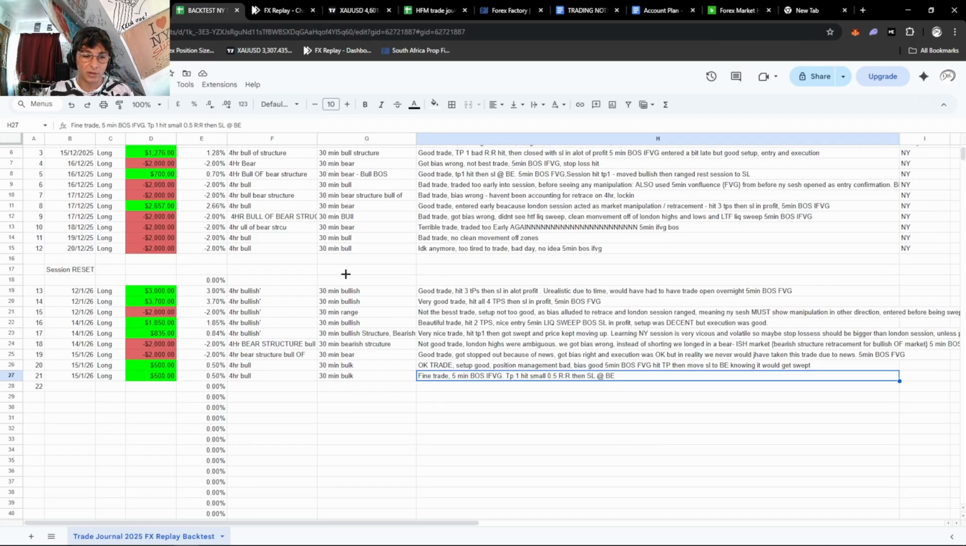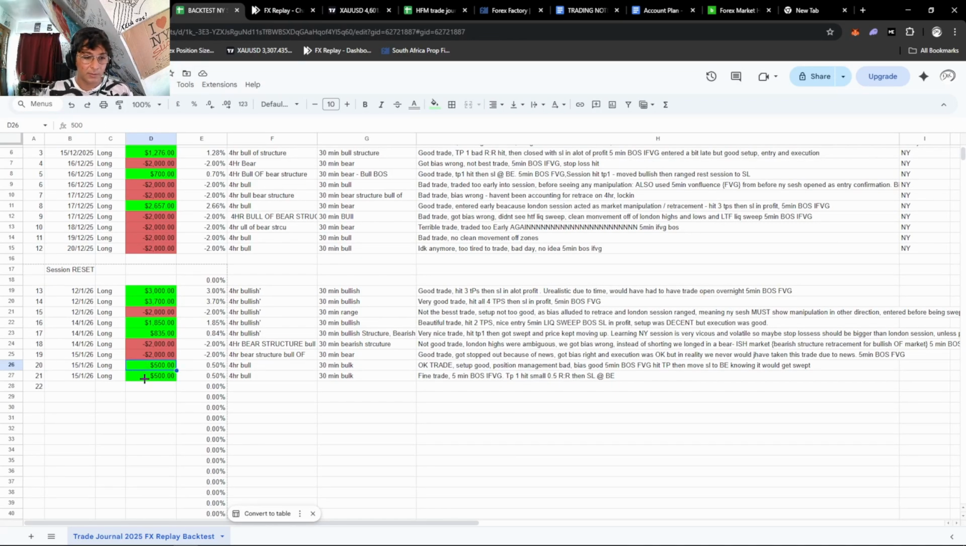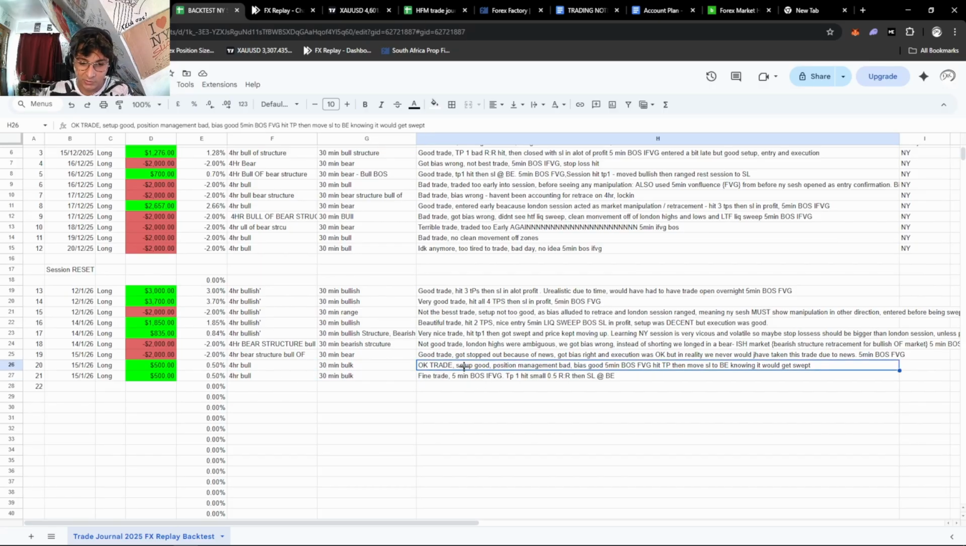The second trade we took was a small win. Both of these wins were 0.5%, $500 longs. The 4-hour was bullish, 30-minute was bullish for both. The first one I said was an okay trade. The setup was good, but the position management was bad. Our bias was good as well.